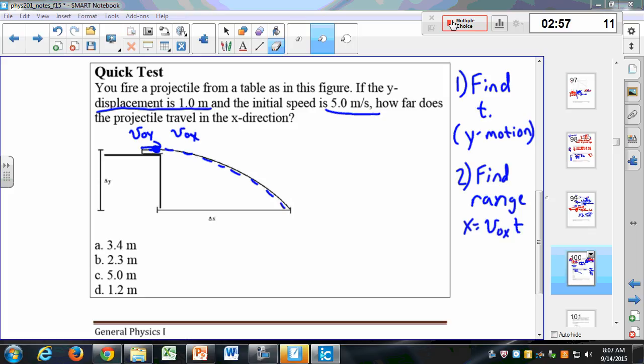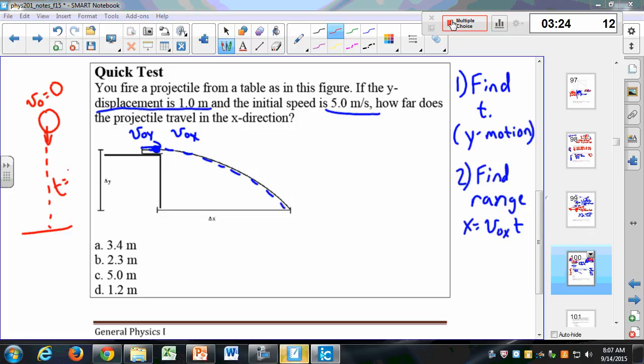Remember, when you're finding your time, we're just really thinking about the y motion. We have an object that initially has a velocity in the y direction equal to what? What's the y component of the initial velocity? It's 0, right? So initially the y component is equal to 0, and we're just dropping it a certain distance. And we want to know how long it takes to drop. So that's really the first question we're asking.